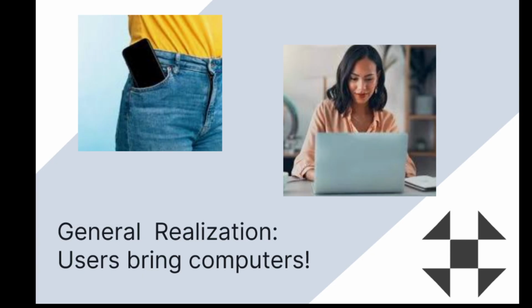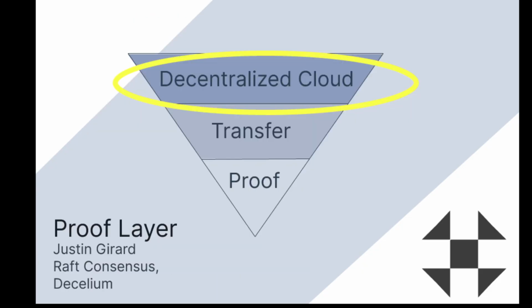So we should find a way to allow users to solve as many security and network problems as they can locally and run as much of the application as they can locally in cooperation with each other, instead of putting so much pressure on AWS and Google Cloud. As mentioned, we previously covered the proof layer and the transfer layer.